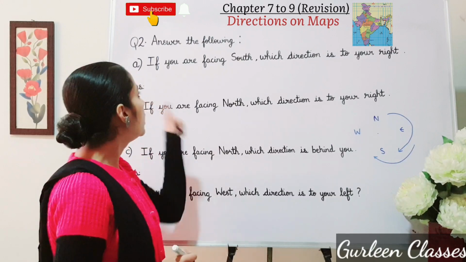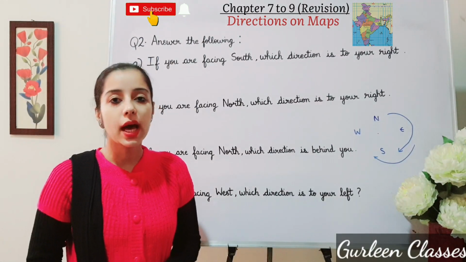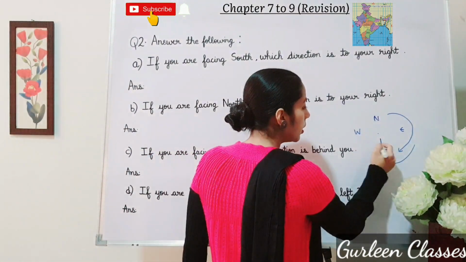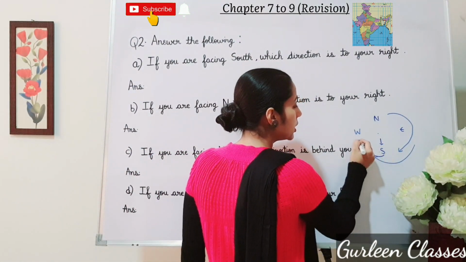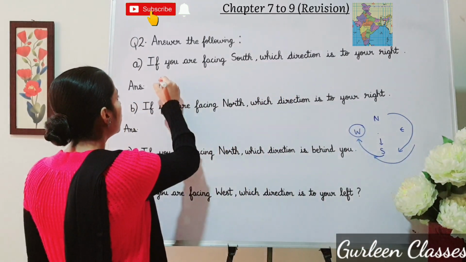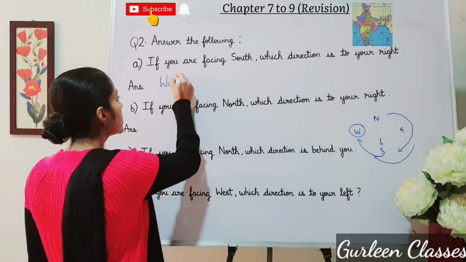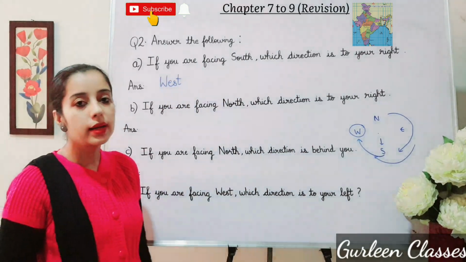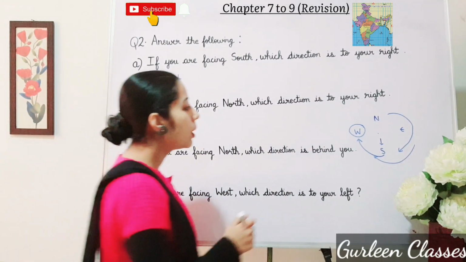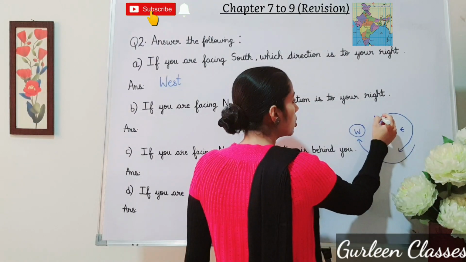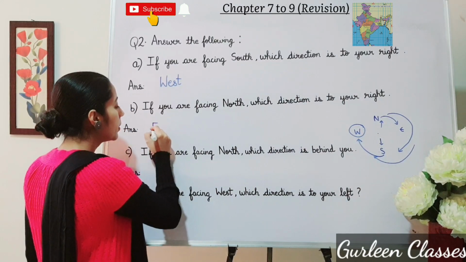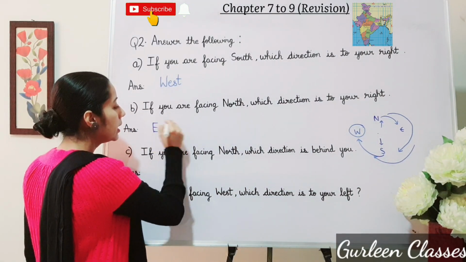Now A part: if you are facing south, which direction is to your right? If you are facing south, which direction is towards your right? It is west. So right here, W, E, S, T. Now B part: if you are facing north, which direction is to your right? Now you are facing towards north. So towards right is east. So right here, E, A, S, T.